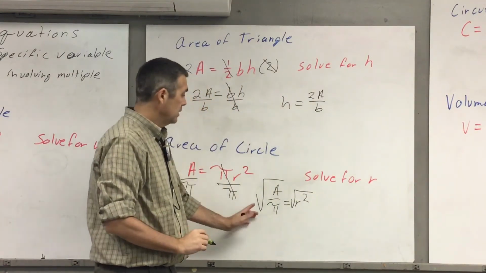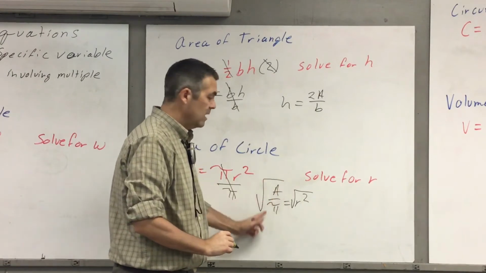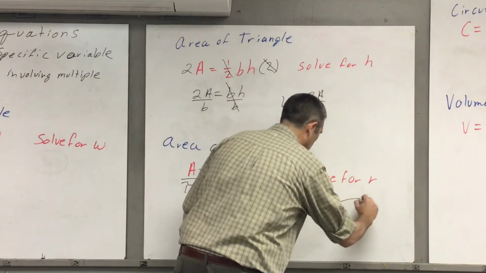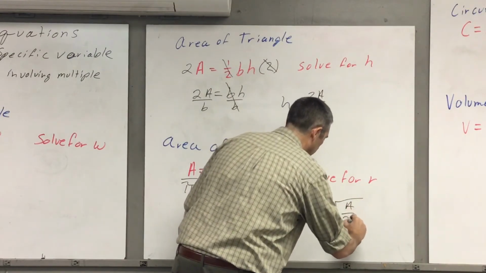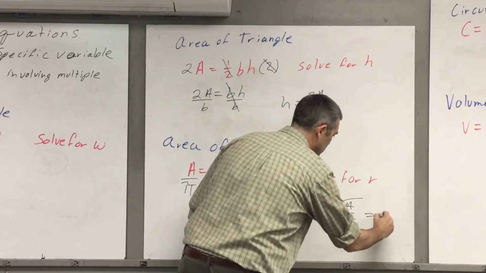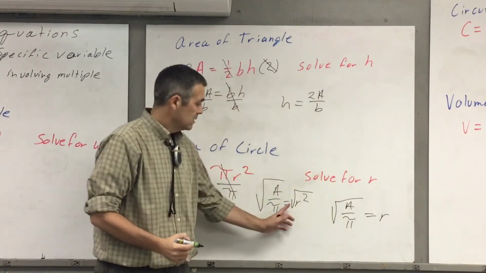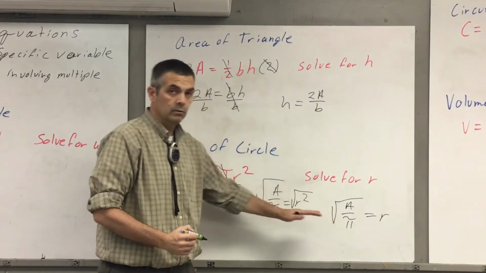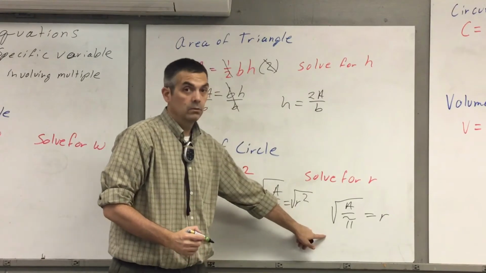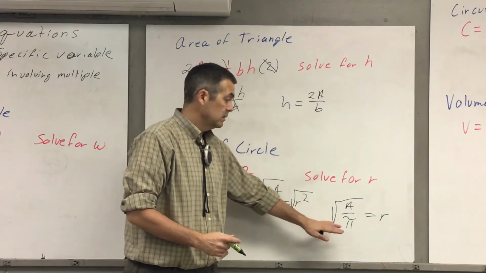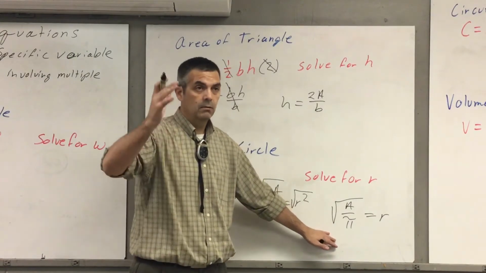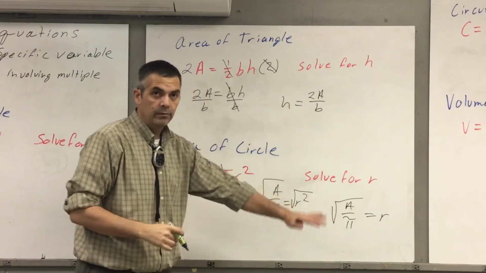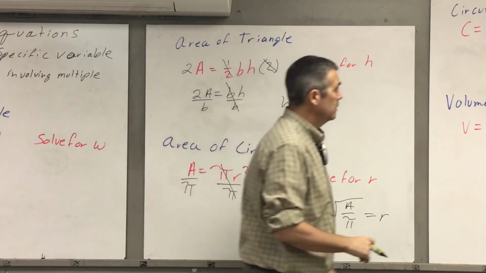All right? So you end up with the square root of a over pi equals r. Because square rooting undoes squaring. And that's how that works. Okay? You're going to see this in the future. You'll see it later in problems today, and then you're going to see it in geometry and algebra 2 for sure. All right? So be aware of it. Understand how it works.